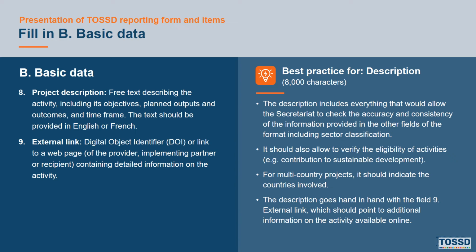Some best practices for the description field. You should first know that you should not provide a description with more than 8,000 characters. The description includes everything that would allow the Secretariat to check the accuracy and consistency of the information provided in the other fields of the format, for example in the sector field. It should also allow to verify the eligibility of activities, for example whether they contribute to sustainable development. For multi-country projects, it should indicate the countries that are supported. Finally, the description goes hand in hand with field 9, external link, which should point to additional information on the activity available online.